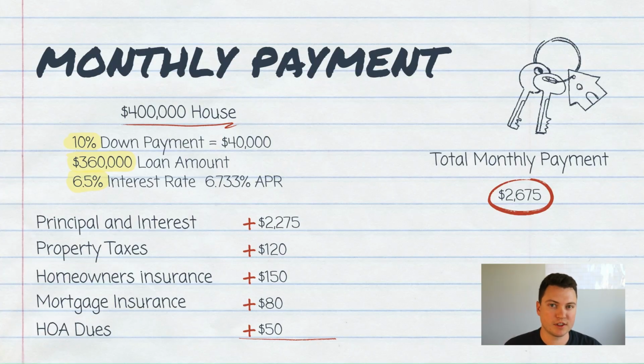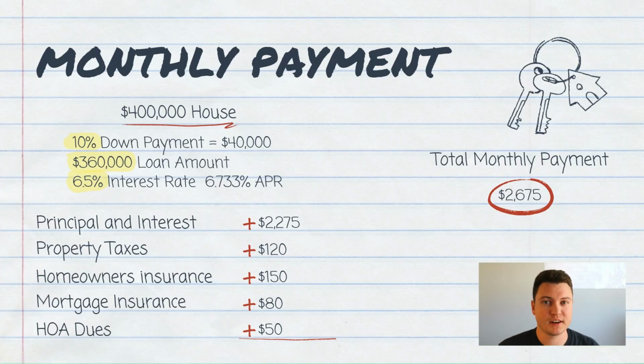Principal and interest for this example, the payment that's going to the lender, would be $2,275 a month. Property taxes vary by state, and some states have higher property taxes than others. For this example, I used $120 a month, and homeowners insurance works the same way of how it varies by state. It might be higher if you're in a state with more natural disasters like Florida with hurricanes. But for this example, I used $150 a month.